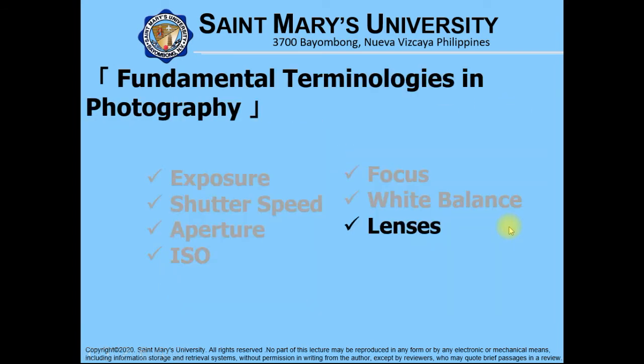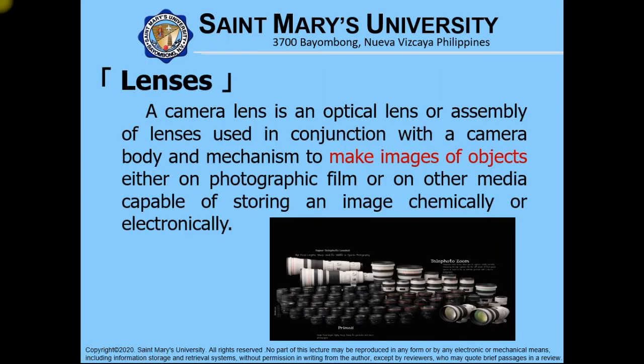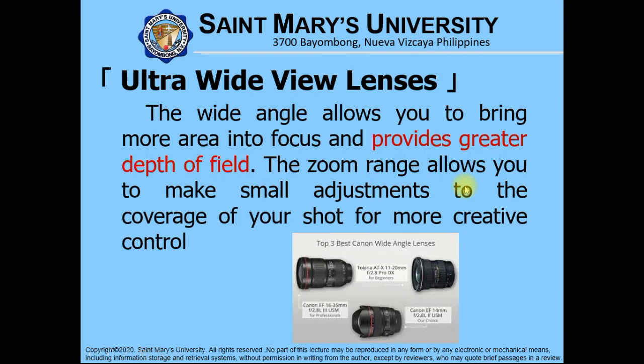So lenses. A camera lens is an optical lens or assembly of lenses used in conjunction with a camera body and mechanism to make images of objects, either on photographic film or on other media capable of storing an image chemically or electronically. So lenses actually make images of the object. We have here an ultra wide view lens, which provides a greater depth of field.